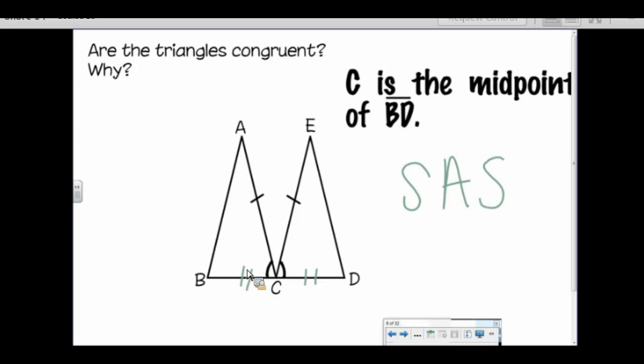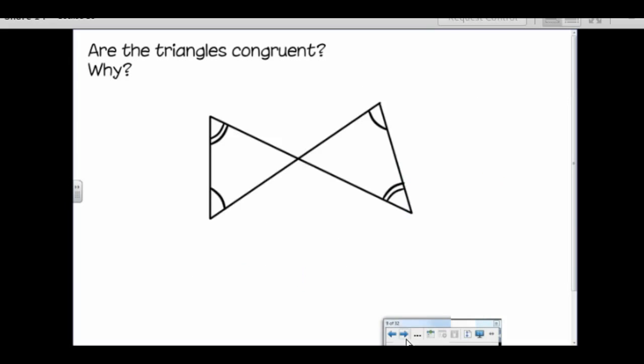Those are not vertical angles, but they were marked that they were congruent. So we are allowed to assume they're congruent due to the markings. So the answer to that one was side, angle, side. All right, next one.